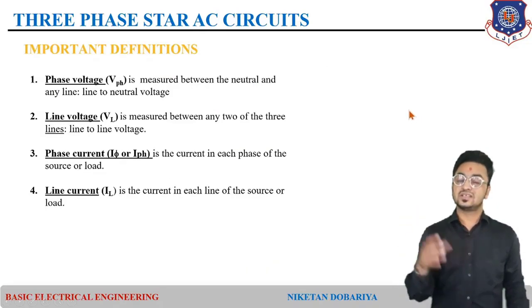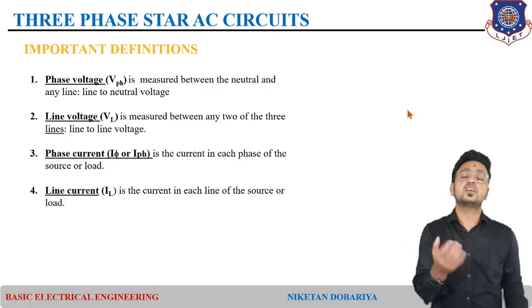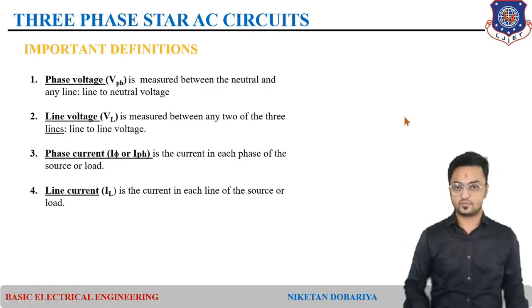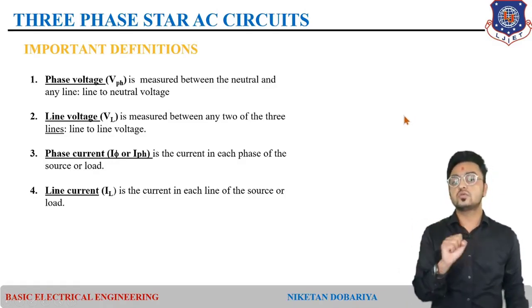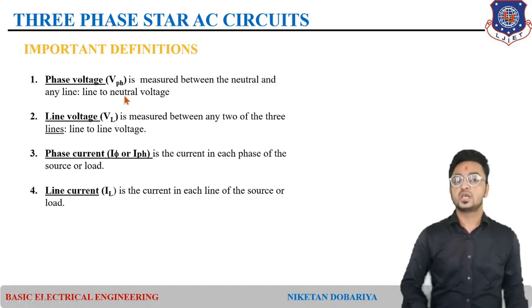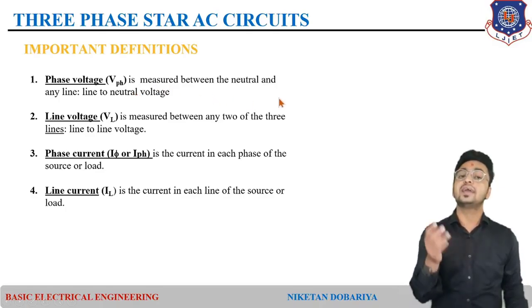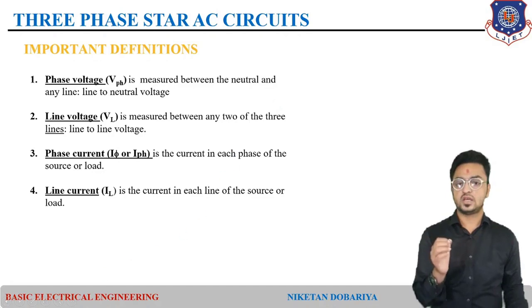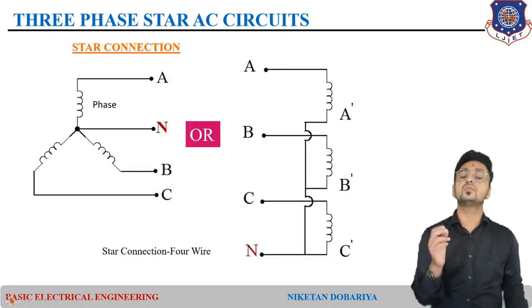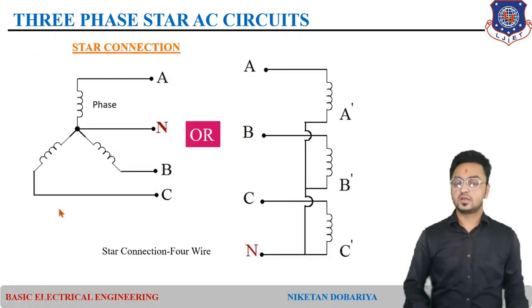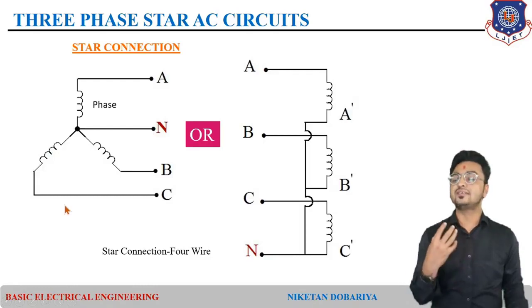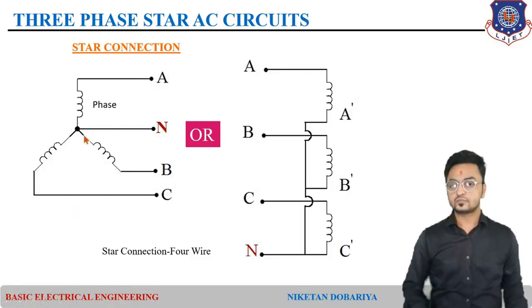Now, whether it is a star connection or a delta connection, for those connections we will define these four terms over here. So let's start one by one. What is the phase voltage? Phase voltage is measured between the neutral and any line. Here, if we observe the previous circuit, first of all let me tell you what is one phase and what is one line over here.